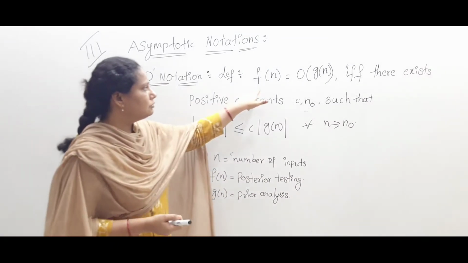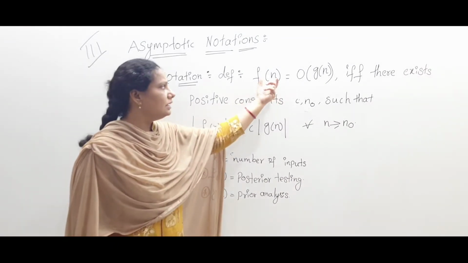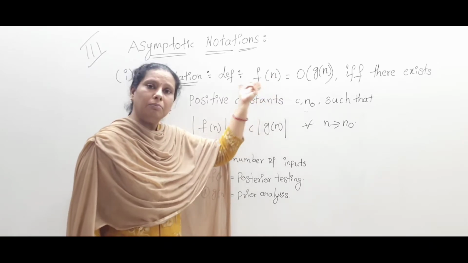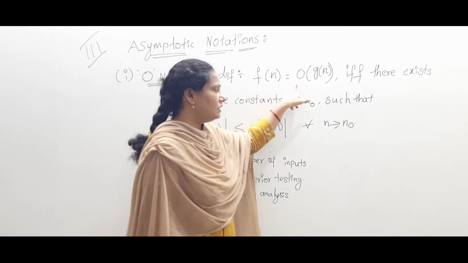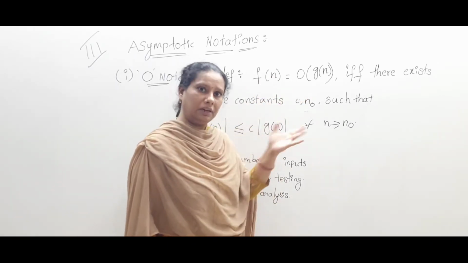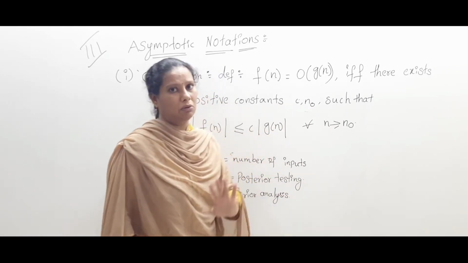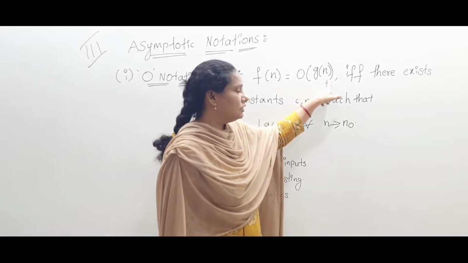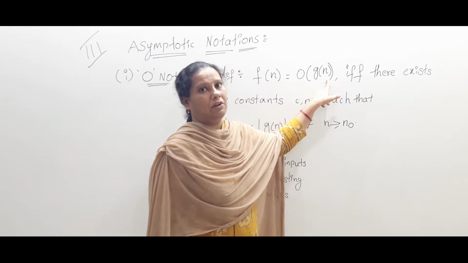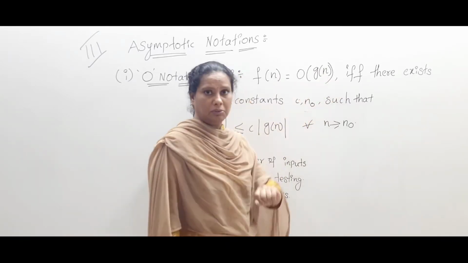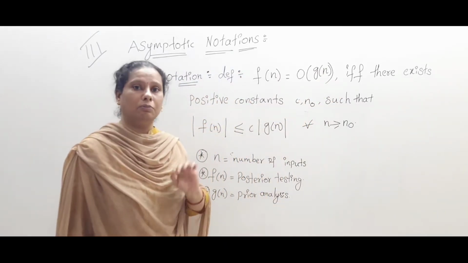The unknown terms for us is f of n. I am saying that your f of n is nothing but posterior testing. O is used to represent, that is, we are representing the time in O notation. g of n is nothing but your prior analysis. Your n is nothing but your number of inputs and outputs here.